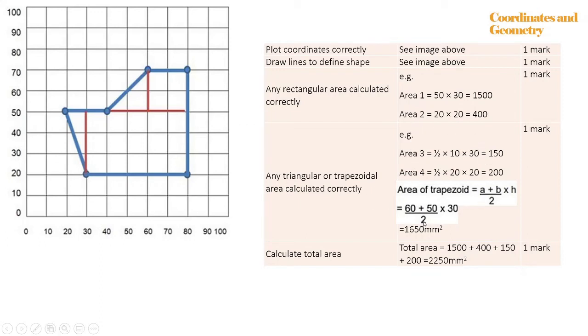And then obviously you would make sure that you're adding all of it together, which gives you the total volume, total area, sorry, of 2,250 millimeters. So first step is nice and simple: you plot it all out.